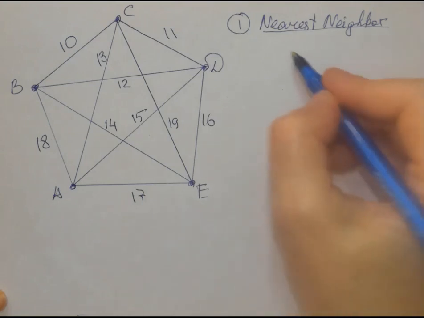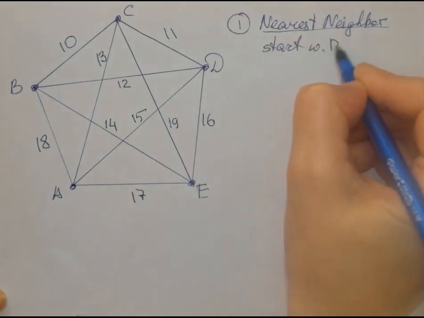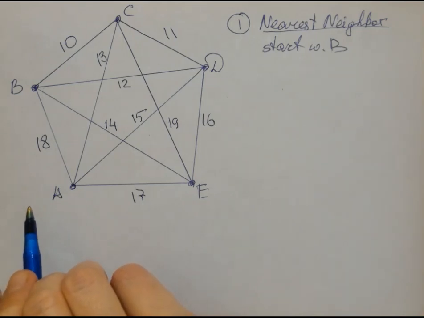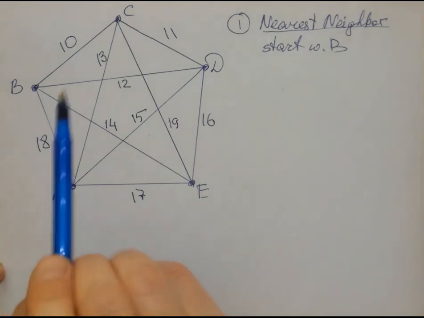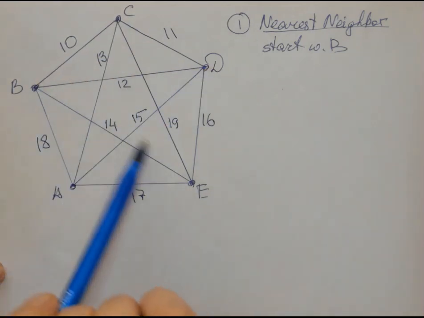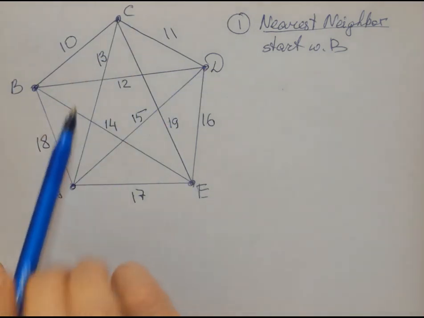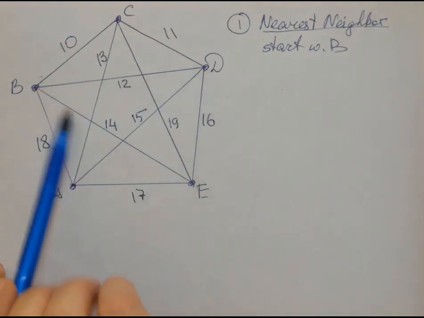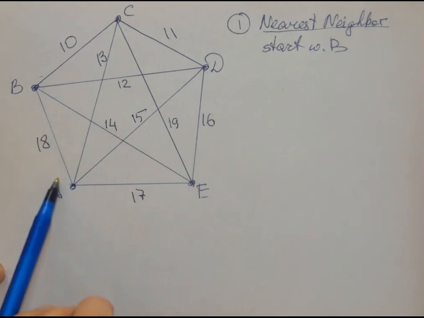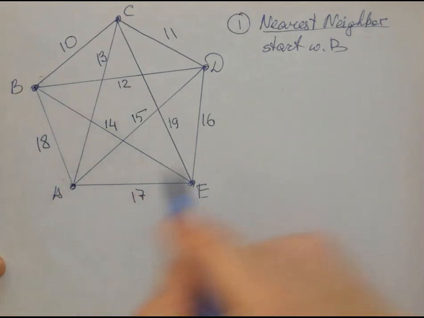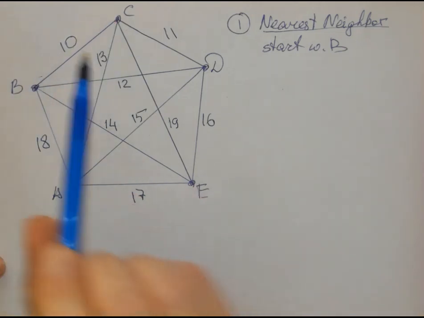Let us start with the vertex B and find the cheapest way using the nearest neighbor algorithm. So the neighbors are actually all 4 other vertices. The distance to C is 10, to D 12, to E 14, and to A 18. You see that 10 is the lowest number, so the nearest neighbor is C.